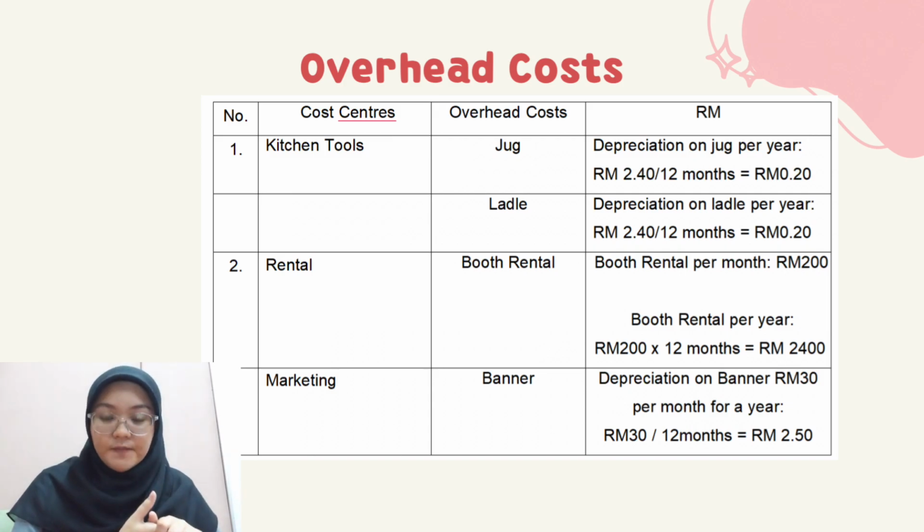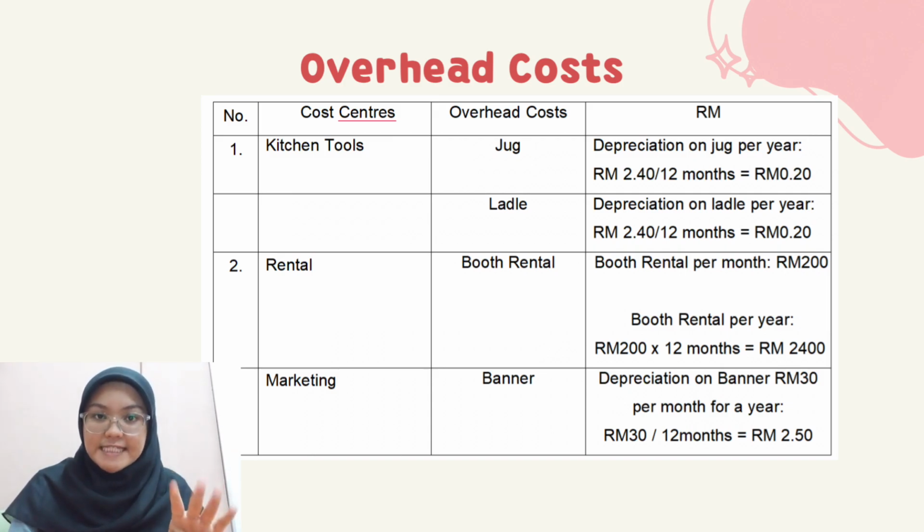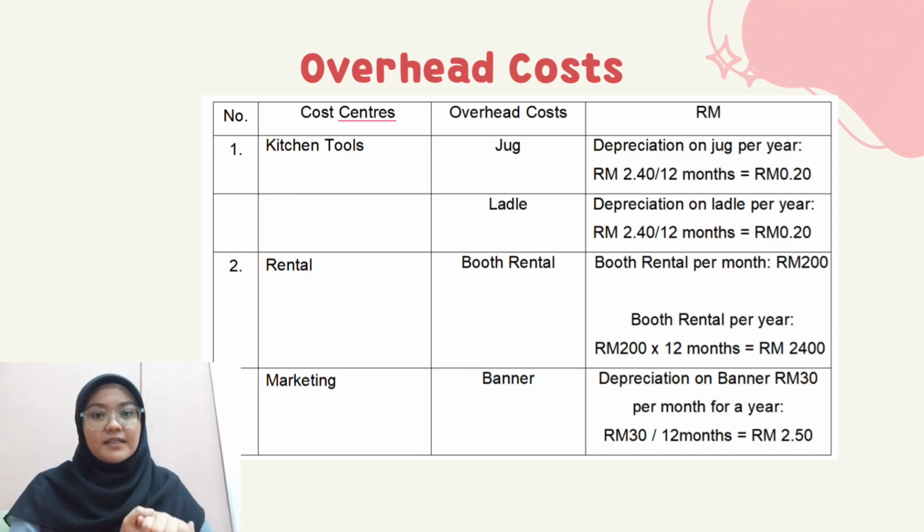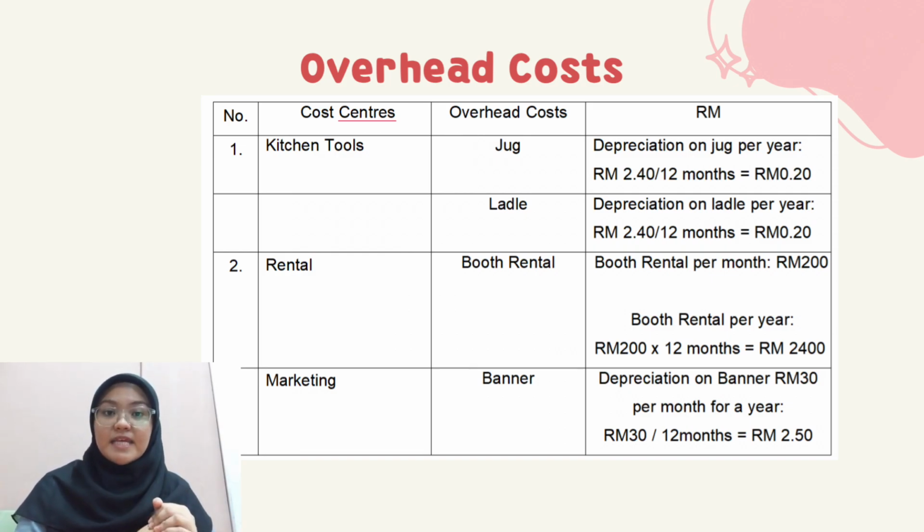Same goes with the ladle. The depreciation on the ladle per year is 2 ringgit and 40 cents, divide by 12 months, and we get 20 cents. Next is the rental. The booth rental per month costs 200 ringgit. So for the booth rental per year, 200 ringgit times 12 months, we get 2,400 ringgit.